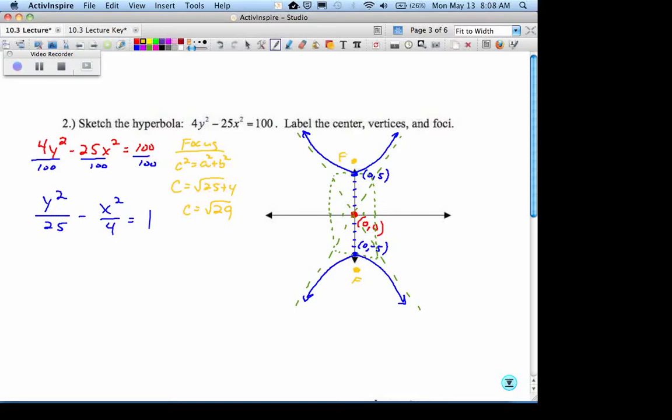And when you're going up or down, you add it to the y value. Well, what's the y value of the center? 0. So you have 0, square root of 29 and 0, negative square root of 29.